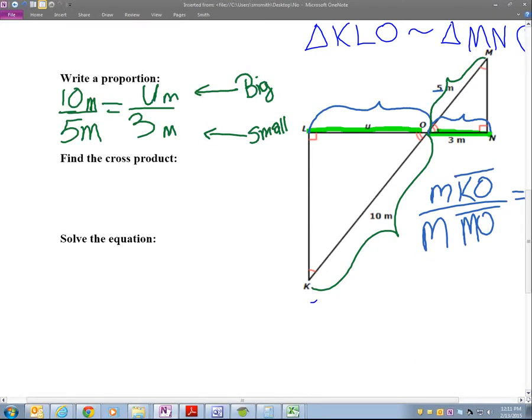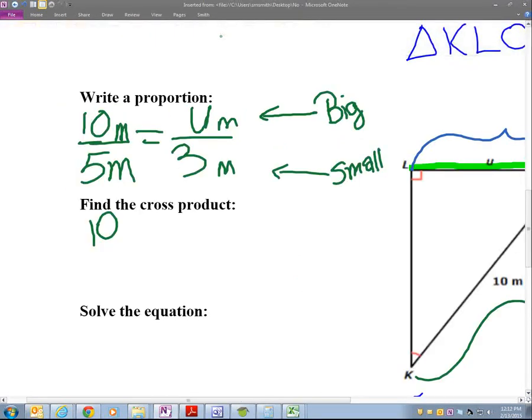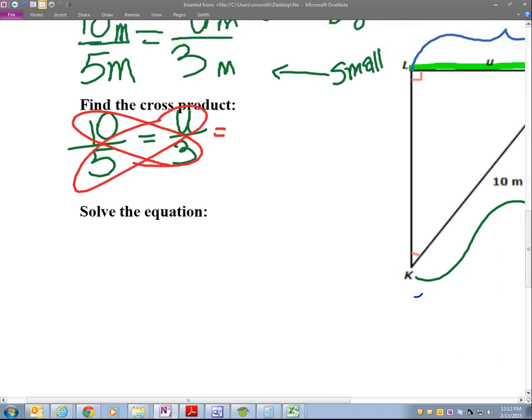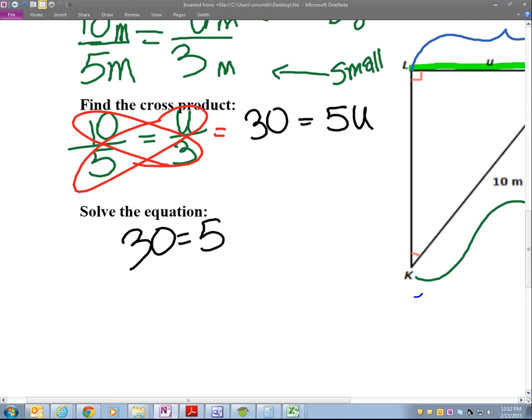So we find the cross products. I'm going to rewrite this proportion. I'm going to zoom in. 10 over 5 equals U over 3. Cross products. Multiplying those together puts me at 30 equals 5u. Then I'm going to solve for that. And this is all stuff we've done before, that part.